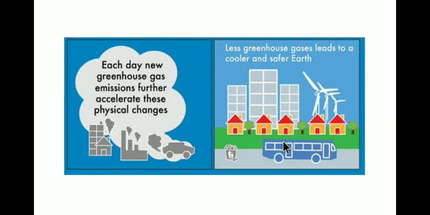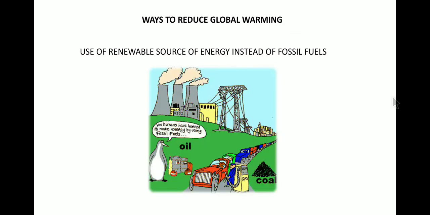See over here, instead of so much use of fossil fuels or petrol, or those kind of fuels, if we can use the solar panels, if we can use the windmills, then we can reduce the global warming effect, and the earth would be much safer. All right, so how can we reduce the global warming? First thing is that we can use the renewable sources of energy instead of fossil fuels.